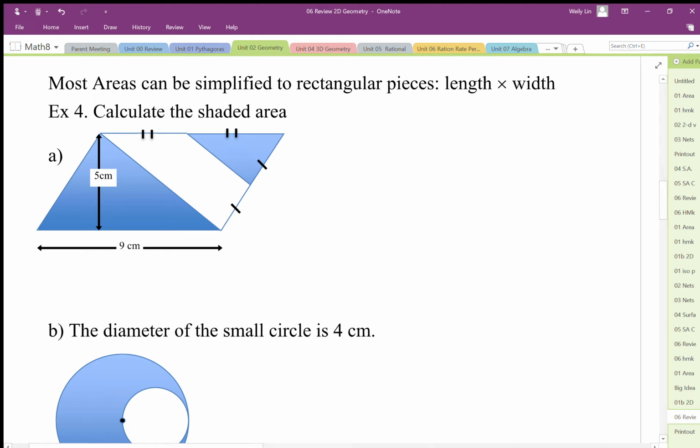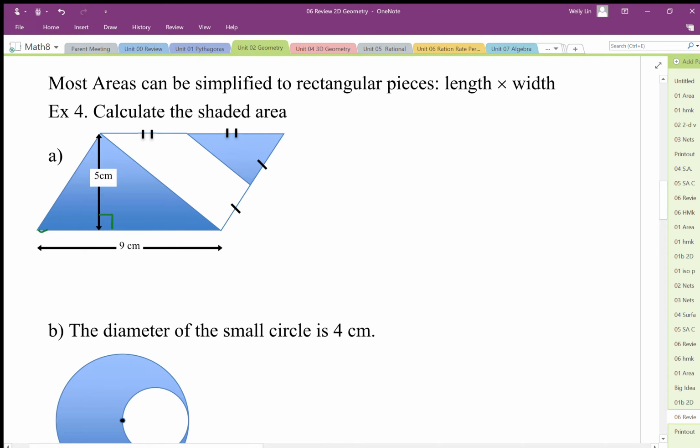Now, most shapes can be rearranged into rectangles, which allows us to find the square areas much easier. When we take a look at this parallelogram, we can take this section of the parallelogram, cut it off and move it into this space here to give us a rectangle, and that gives us our length times width. So essentially, the base length of 9 times the vertical height, again it's got to be at 90 degrees, will give us the area of this parallelogram.